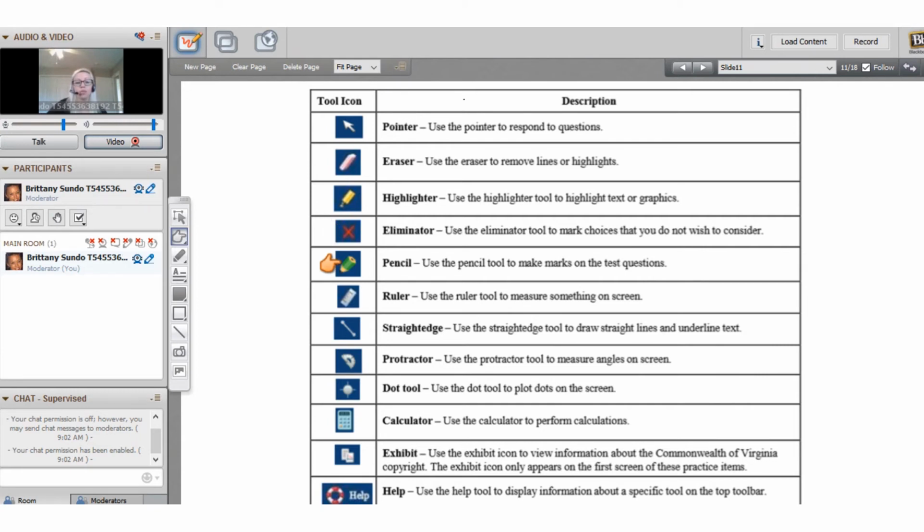You have a pencil tool, a ruler, a straight edge tool, a protractor, a dot tool, a calculator tool. You will see this one, you don't have to worry about that. It's the exhibit tool, and then a help tool also. Okay, so when you have your computer up, you're going to see tools that look like this.